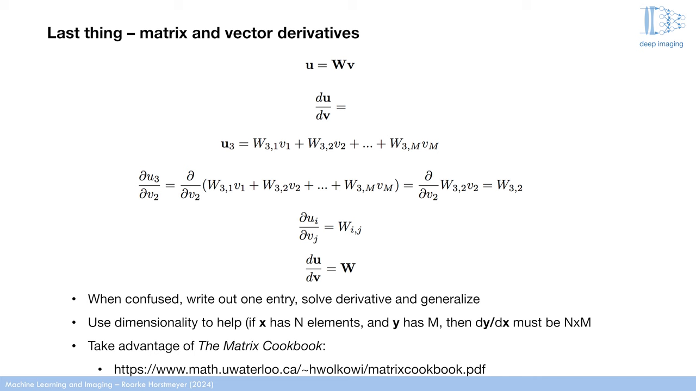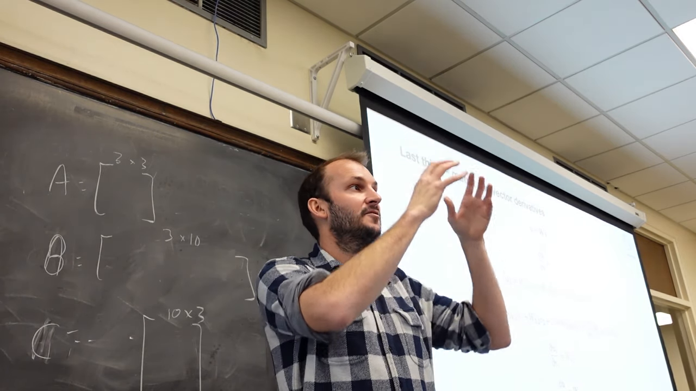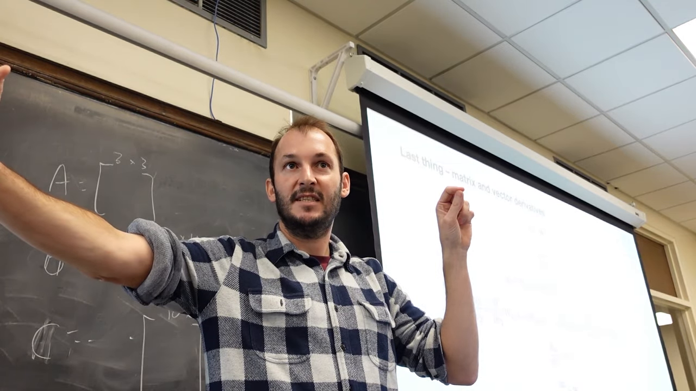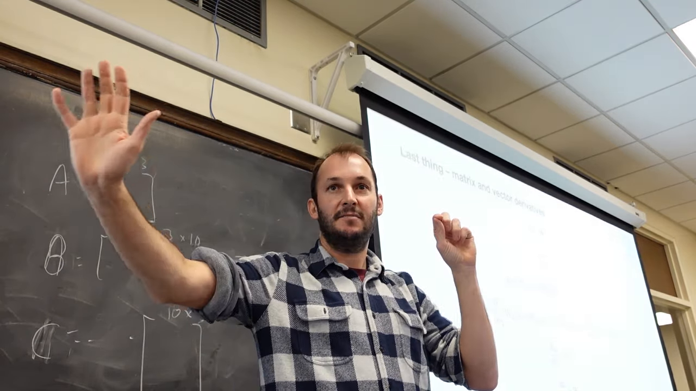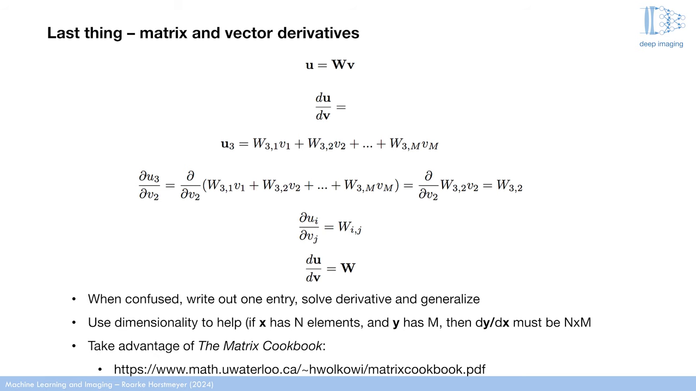You can also use dimensionality to help you. So when you take the derivative of something, let's say A with respect to B, the dimensionality of the output has to match the dimensionality of B. So if B is a scalar, the output has to be a scalar, a single value. If it's a vector, it has to be a vector. A matrix needs to be a matrix. So you can use that to help you out. And then the matrix cookbook is also excellent. It's a great resource. It's online. Just Google Matrix Cookbook.